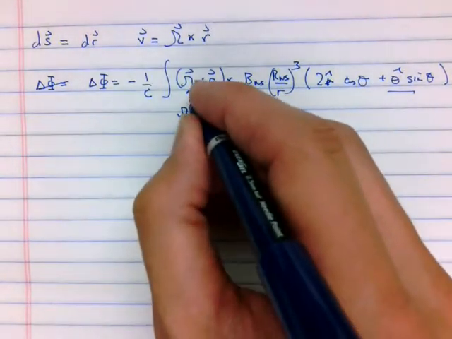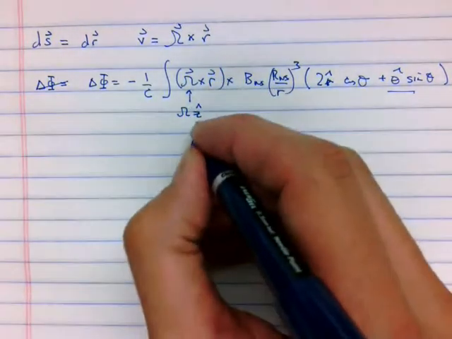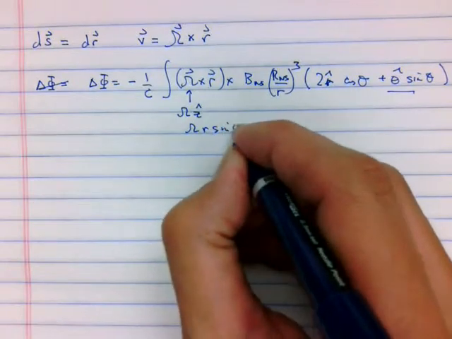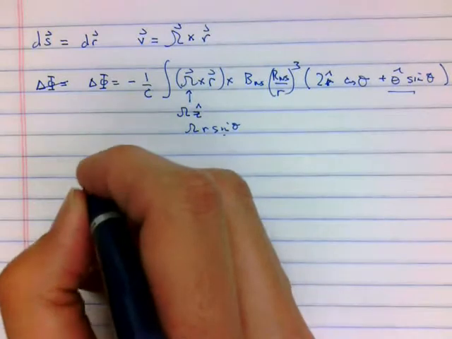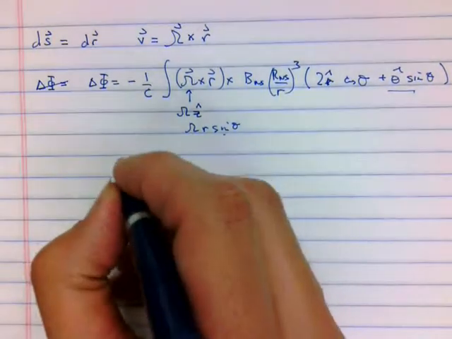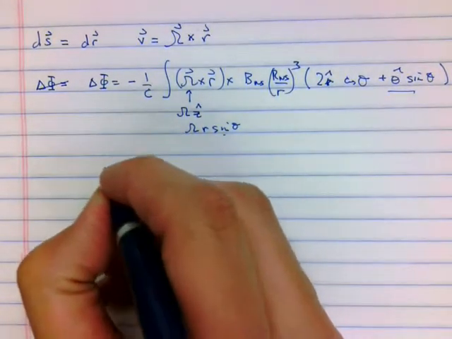This guy, omega cross r, will give me an omega r sine theta. So these two sine theta will double up and give me a sine squared theta. So I'll save you a lot of grief about that. So write down what the answer is right now.